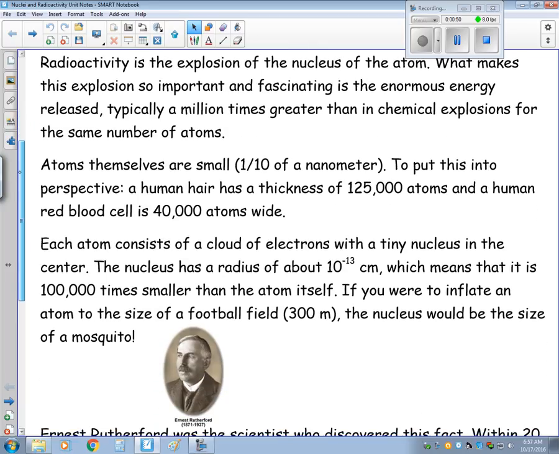So atoms themselves are very, very small. They're about 1/10 of a nanometer. To put it into perspective, a human hair has a thickness of right around 125,000 atoms. So if you took 125,000 atoms and put them end to end, that's about how thick a human hair is. A red blood cell is about 40,000 atoms wide.